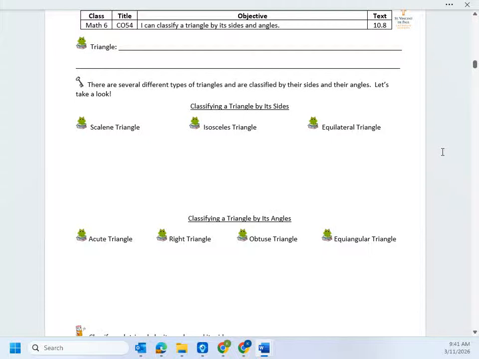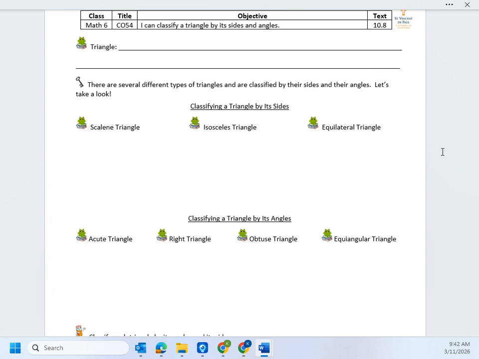Good morning. We are continuing on working with our angles. And today we're going to use those angles to classify triangles. So we are doing CO54. I can classify a triangle by its sides and angles.